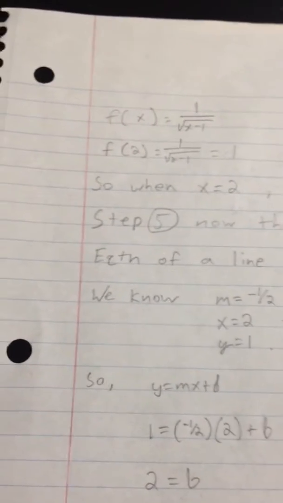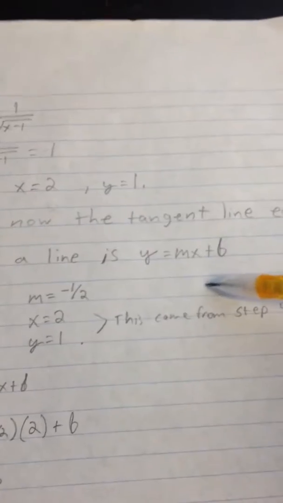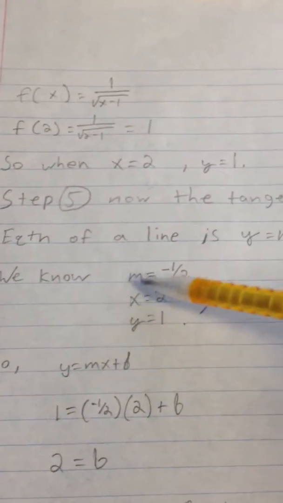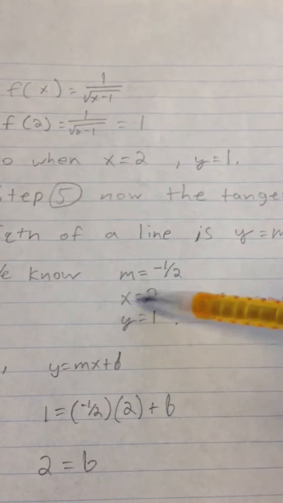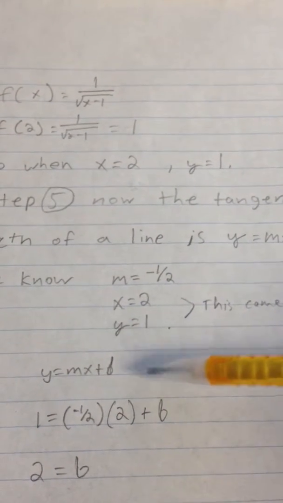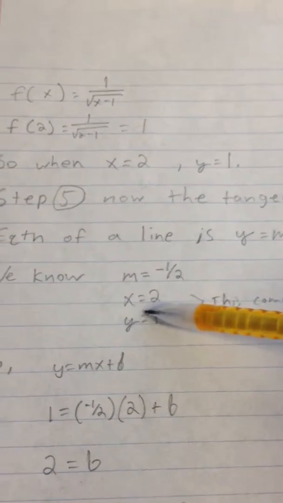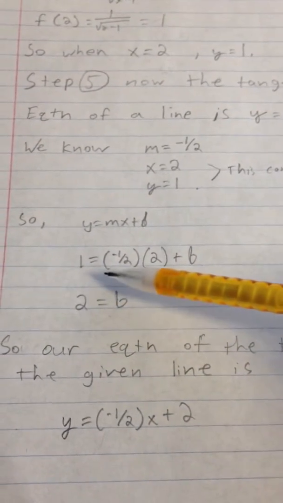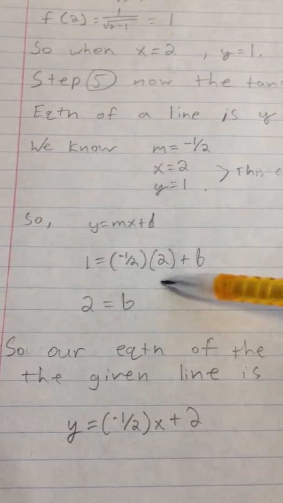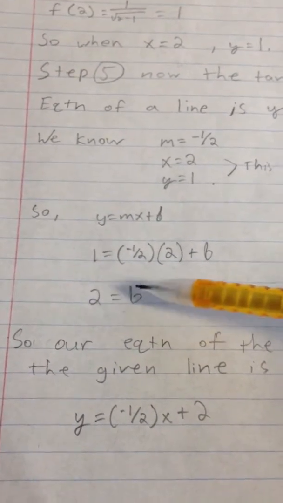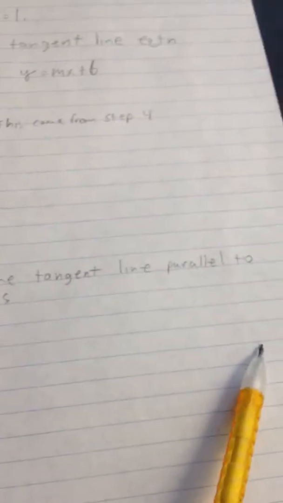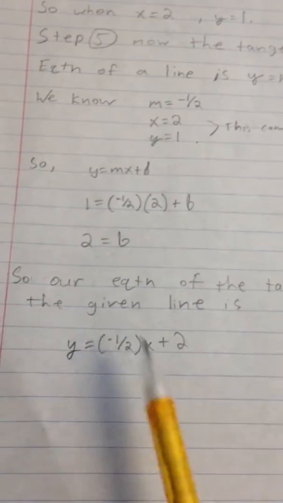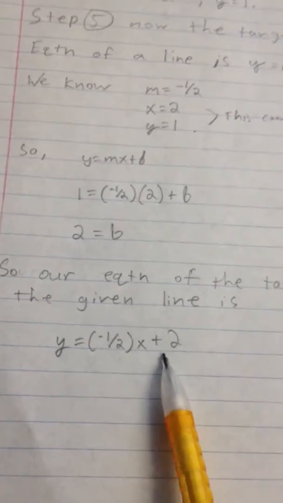Alright, step 5, now we're going to solve for the tangent line equation. The equation of a line, we know, is y equals mx plus b. We solved for m earlier, that equals negative 1/2. We have x equals 2, which we just solved in step 4, and y equals 1. So we can plug all our values in, and we get 1 equals negative 1/2 times 2 plus b. We solve for b, which gives us b equals 2. So finally, the equation of the tangent line parallel to the given line is y equals negative 1/2 x plus 2.